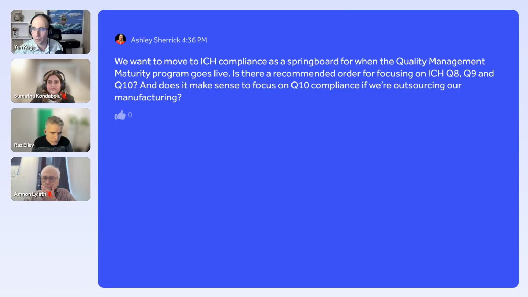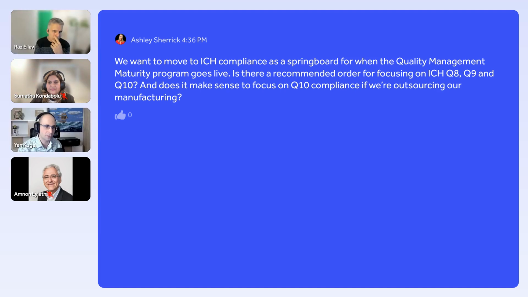Another question that was emailed to us beforehand is the following. We want to move to ICH compliance as a springboard for when the quality management maturity program goes live. Is there a recommended order for focusing on ICH Q8, Q9, and Q10? And does it make sense to focus on Q10 compliance if we are outsourcing our manufacturing?